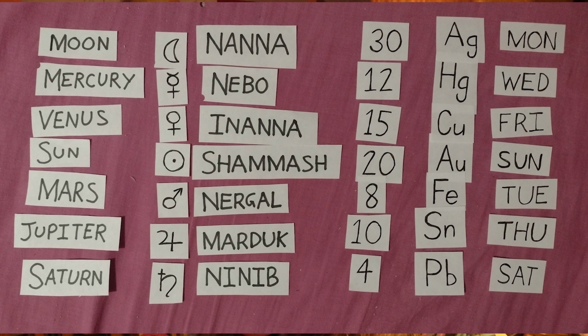Venus, Inanna, copper, 15. The Sun, Shamash, gold, 20. Mars, Nergal, iron, 8. Jupiter, Marduk, tin, 10. Saturn, Ninib, lead, 4. This is the order in which you pass through the gates of the deities.